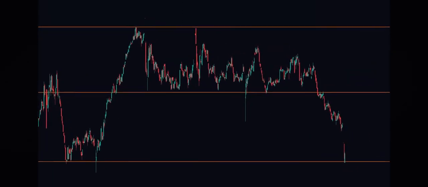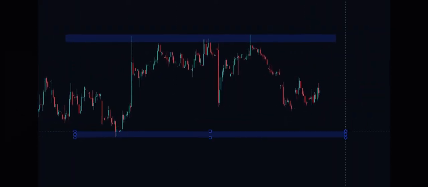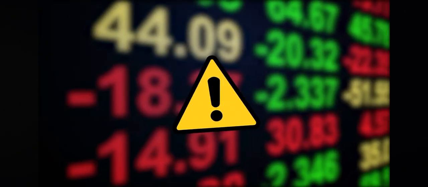The main point I'm trying to make is that you shouldn't be using support and resistances as an exact science. Use them as general areas to help make decisions. This next step is probably one of the most important tips.